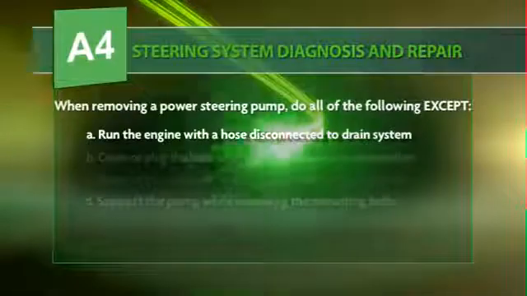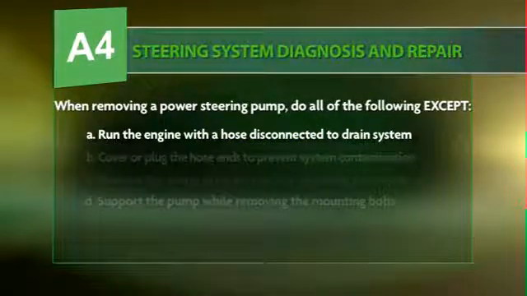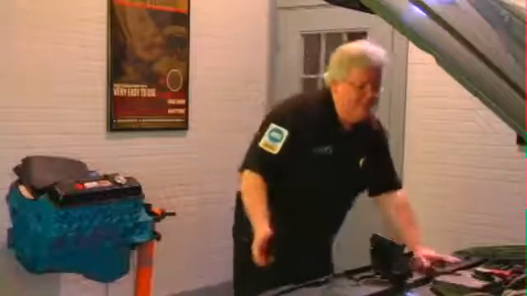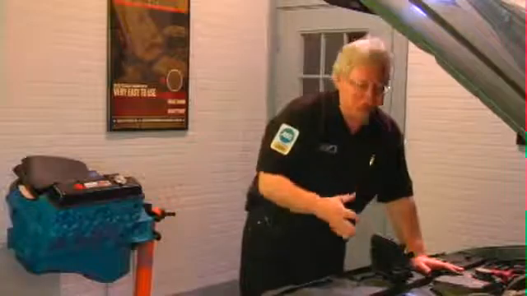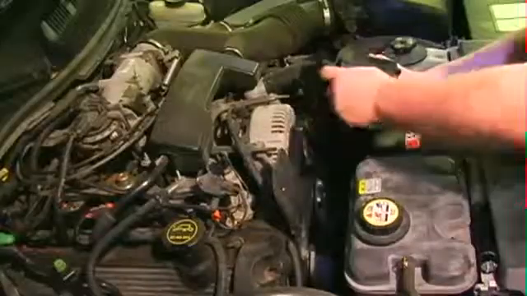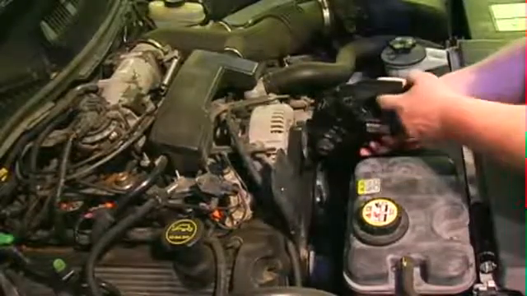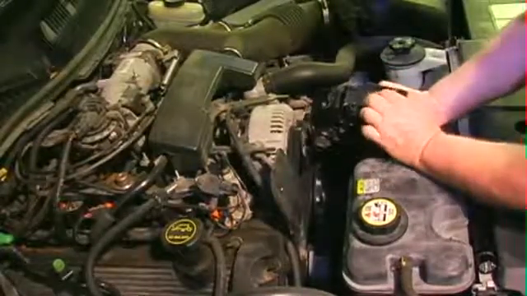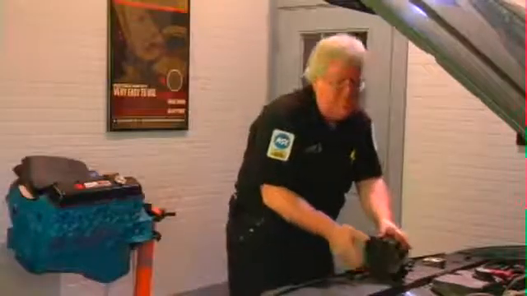So really, we've eliminated 3 of those answers as being possible wrong answers. That leaves only A, run the engine with a hose disconnected to drain the system. Now, that may be part of a flush procedure, but you're filling the system when you're doing the flush procedure as a hose is off and you run the engine. You certainly don't want to take these hoses off here, even one of them, and then run the engine with this unit not being refilled, because what you'll have is a system running empty, and that is going to damage the pump.